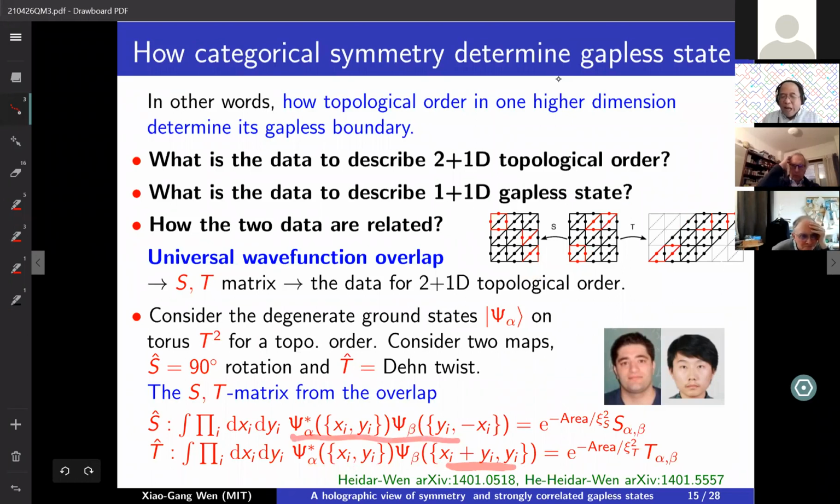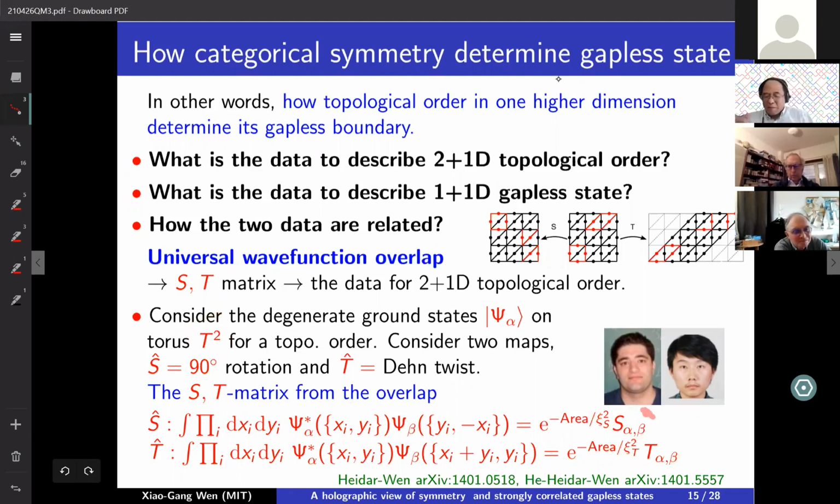Those overlaps are very tiny. Actually, the wave function overlap is exponentially small as the system size gets bigger and bigger. However, it is like a topological entanglement entropy: if we remove the area law part, there is a part that does not depend on area, and we conjecture that this part is universal. We call this the ST matrix of the wave function, and the S and T matrices form a modular transformation, a representation of the mapping class group of a torus.